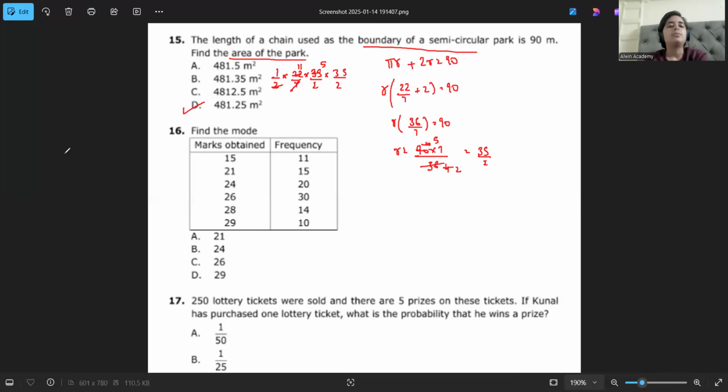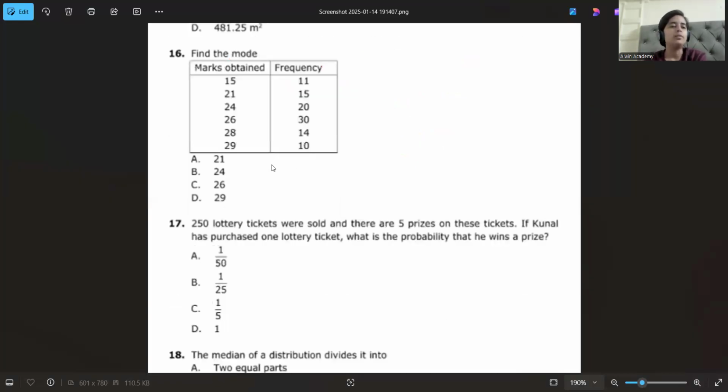Going to question number 16, find the mode. Now, again, here in this question, we are given that these are particular observations. These are not given as class-wise distributions. So, the mode simply here is the observation with the maximum frequency. We can see that the maximum frequency is 30. So, the mode is 26. Option number C.